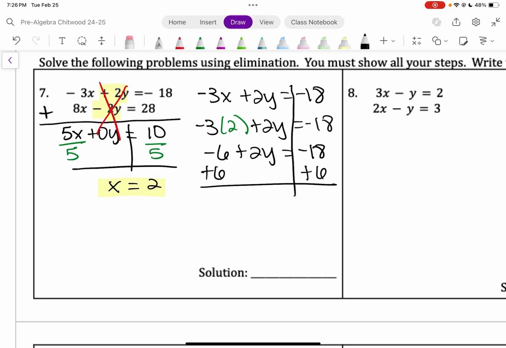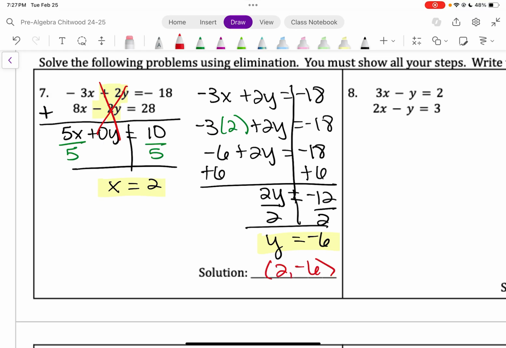and I get 2y equals negative 12. Now I can divide by the coefficient, divide by 2, y equals negative 6. That means my ordered pair, my solution, is 2, negative 6.